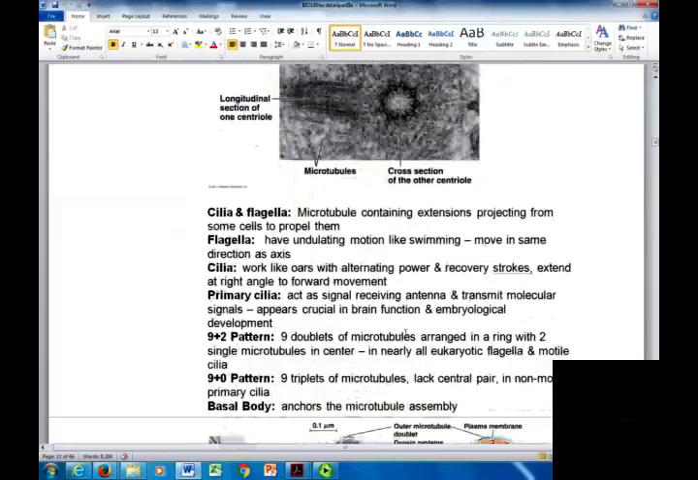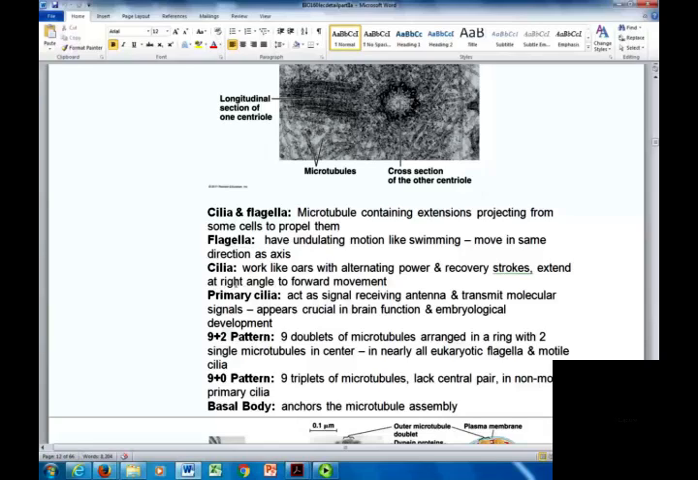So cilia and flagella, these are going to be microtubule-containing extensions. These are going to project from some cells to propel them. The flagella have an undulating motion that's like swimming. It's going to move in the same direction as the axis. The cilia, on the other hand, are going to work like oars with alternating power and recovery strokes. They extend at right angles to the forward movement, so they're going to be like oars paddling a boat forward.